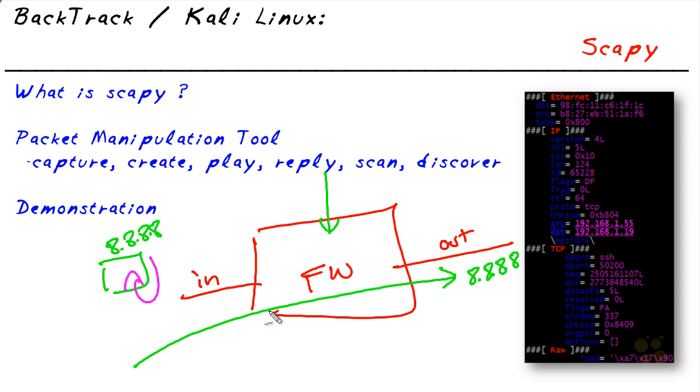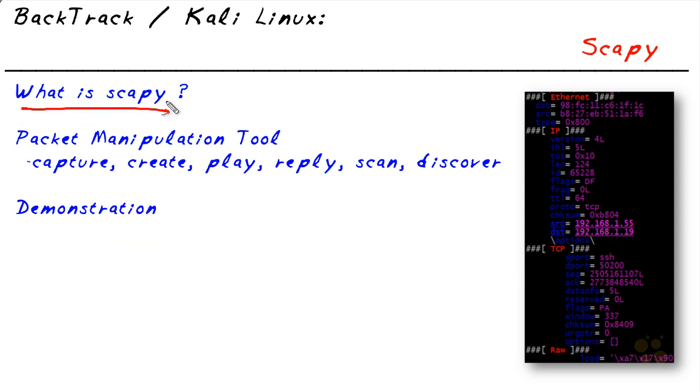One way of implementing this test is to use this amazing tool called Scapy. Scapy is very likely the most powerful and flexible packet manipulation tool inside of the Backtrack arsenal. It is written in Python, so we get to learn a little bit of programming in order to work with it. But check this out.